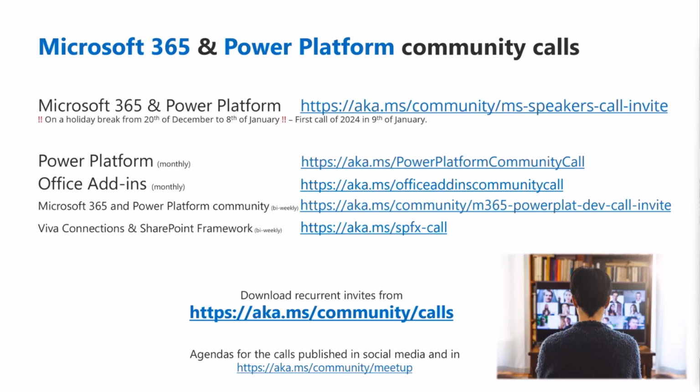Hopefully you will have an opportunity to take some time off and hang with the family during that time as well. Now, within December, we still have the Power Platform monthly community call happening, the Office add-ins community call happening, and then we also have our Thursday 7 a.m. Pacific time series, which is happening throughout the holiday season. So on Thursday, 7 a.m. Pacific time, we either have the Microsoft 365 and Power Platform community call or the Viva Connections and SharePoint Framework community call. During the holiday season, we're not going to cancel those calls. So they are happening, but we're going to focus more on drinking tea and coffee and whatever is your chosen beverage.